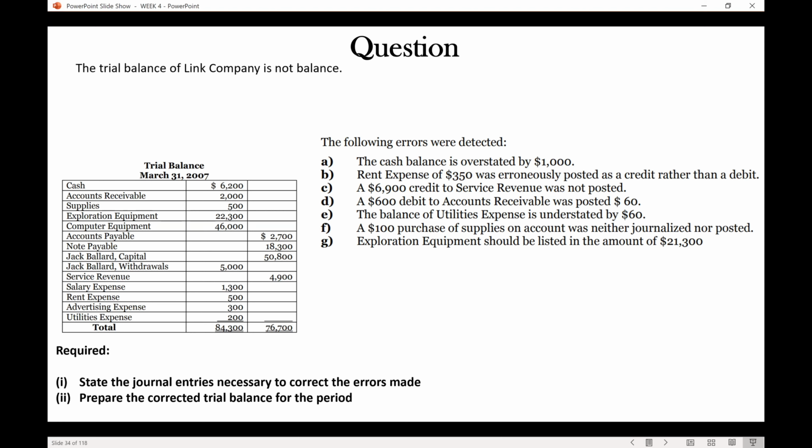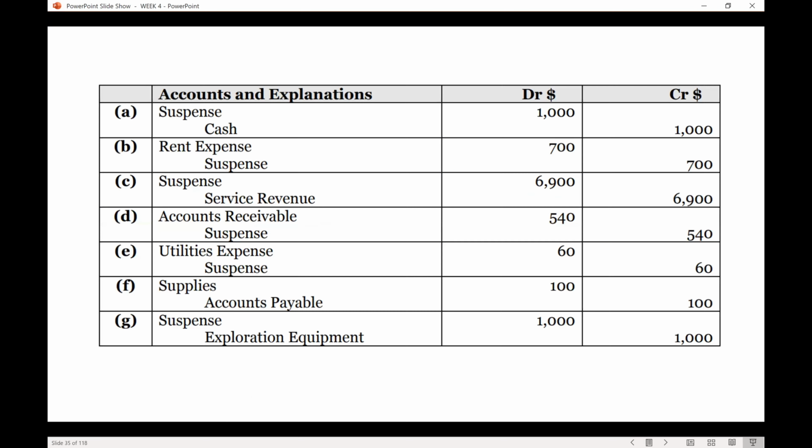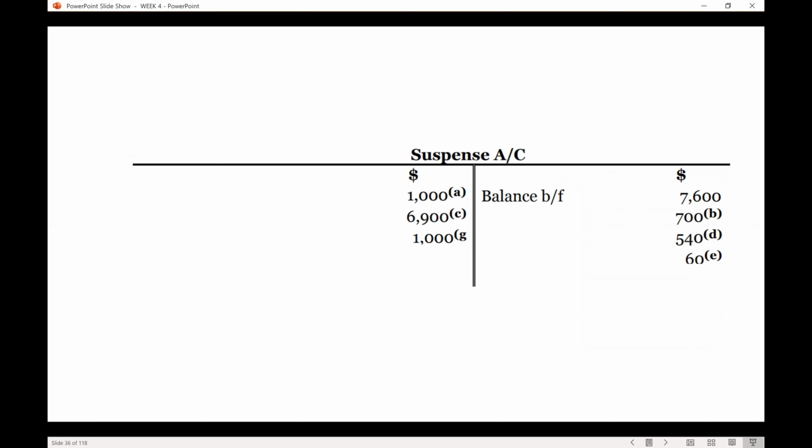So to reduce this asset value, we would need to credit the asset. So the entry here is a credit to the asset account of 1,000. And because we're incorporating suspense in this transaction, it would be a debit to suspense of 1,000. So we would have put that in our suspense account. We would have looked at all our errors and done the necessary journals and the ledgers for it. So we're here at the suspense account.